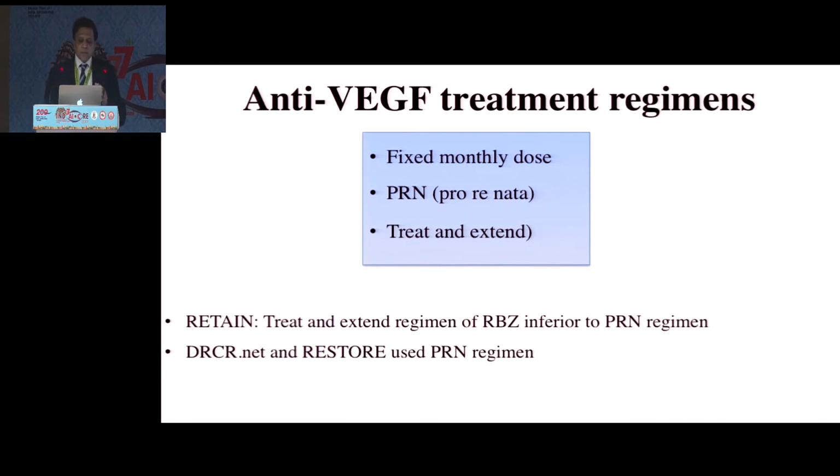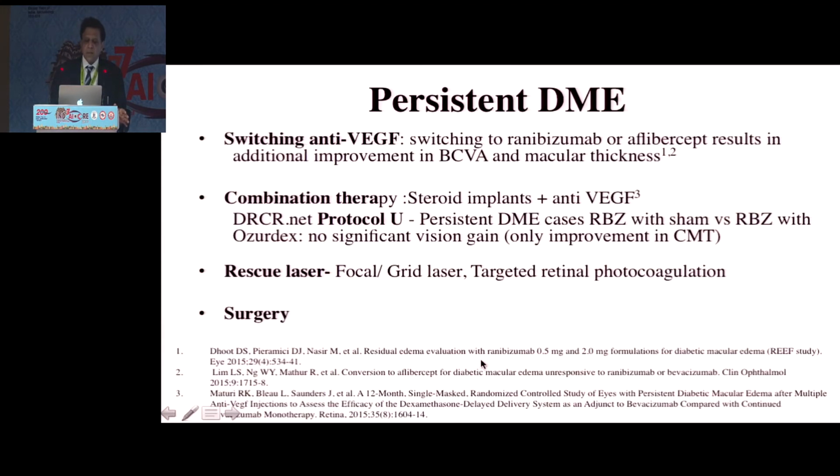Coming to the regimen, you have a fixed treatment regimen, you have an as-and-when-required regimen, and treat and extend by 2 weeks. RETAIN and RESTORE tried the treat and extend, which they found inferior. DRCR.net, which is the most important trial going, is using PRN dosing. For persistent DME, you can switch anti-VEGFs, combine, give rescue laser, or give surgery. Rescue laser means you can do it targeted, grid, or focal.